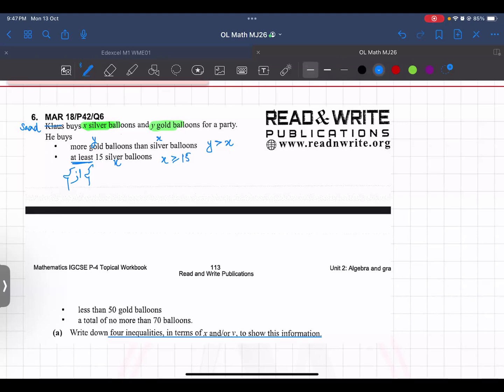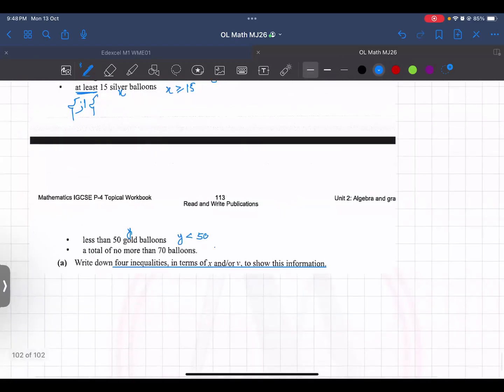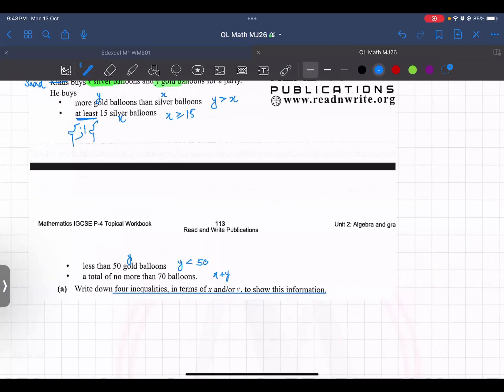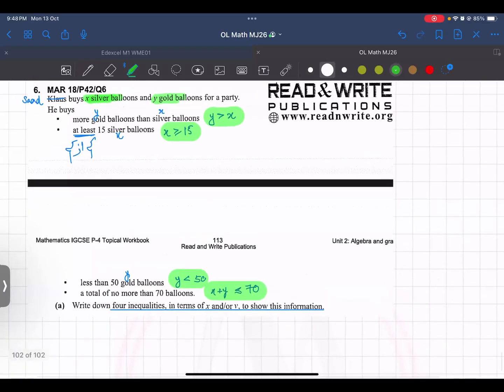Then less than 50 gold. Gold is y. So y is less than 50. Then a total of no more than 70. Total means x plus y. x plus y is less than or equal to 70. No more than 70. It can be 70, but it can be less than 70 as well. It cannot be more than 70, right? So less than or equal to 70. These are the 4 inequalities.